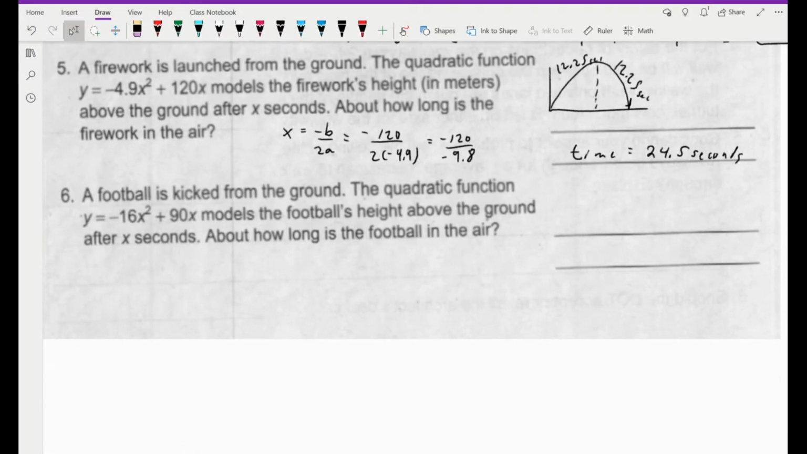A football is kicked from the ground, the quadratic function y equals minus 16x squared plus 90x models the football's height after x seconds. About how long is the football in the air? And excuse me, it says the football's height above the ground after x seconds. Again, it's a projectile motion problem, a very basic one.